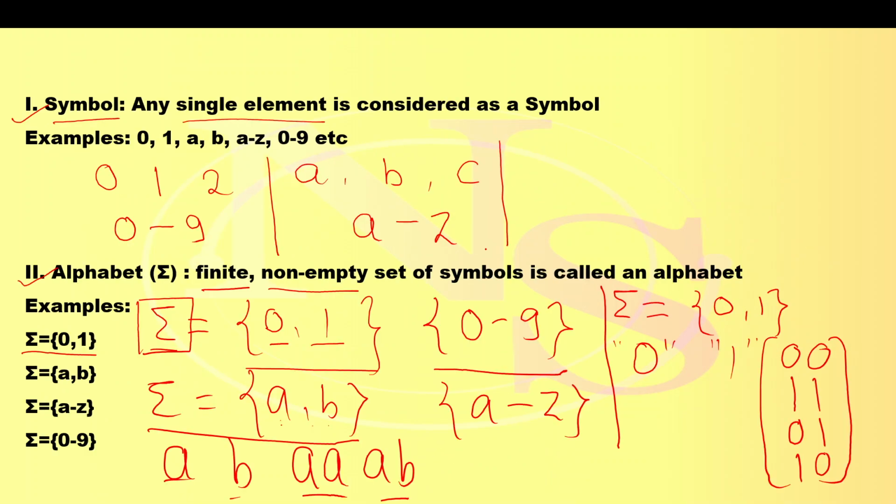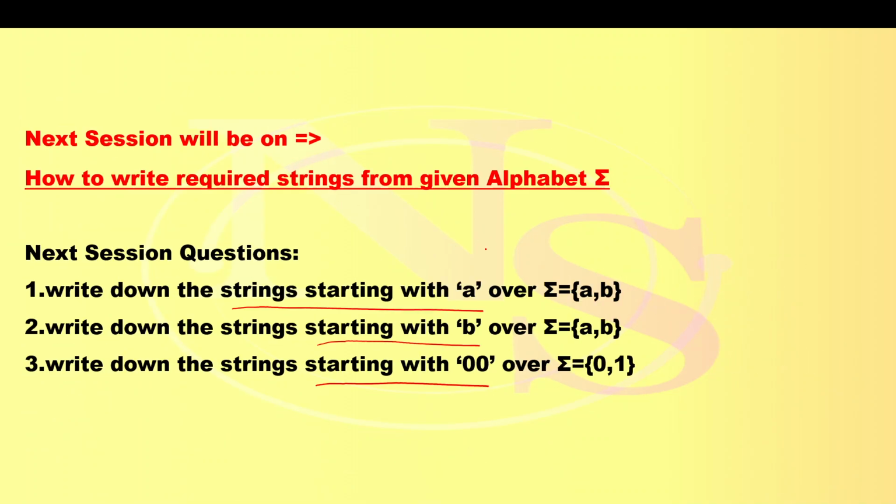So these are the basic concepts that we need to understand before designing deterministic finite automata or any finite automata. All these concepts will be useful in the complete Theory of Computation. In the next session, we will try to write some strings with some given condition over sigma {a, b} or sigma {0, 1}.